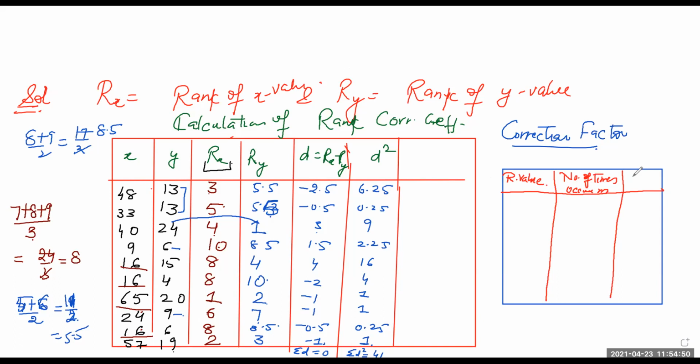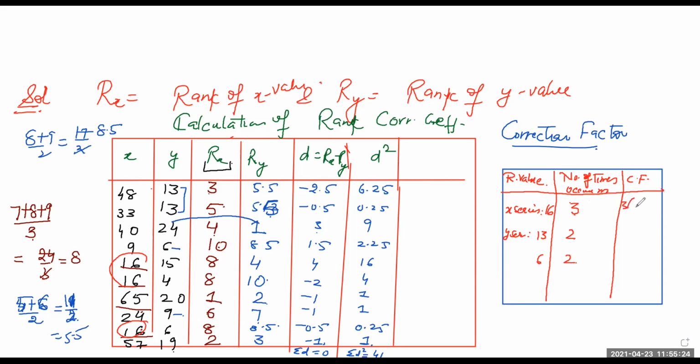Then we will have the correction factor. Now in the X series, who is repeating? 16 is repeating, right? How many times is it repeating? 3. In the Y series, who is repeating? 13 is repeating and 16 is repeating. 13 is repeating twice, okay? 16 here is repeating 3 times and this is 2 times. So we will find a correction factor according to that.